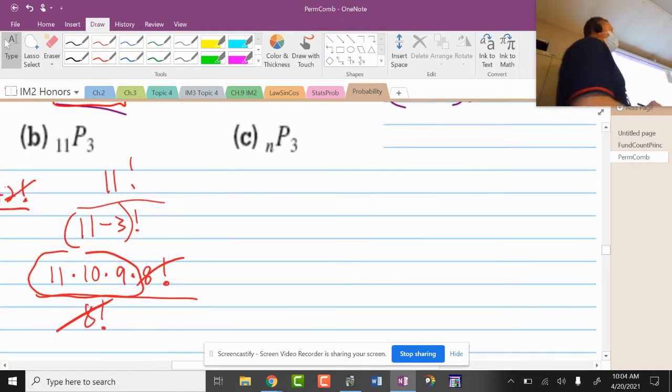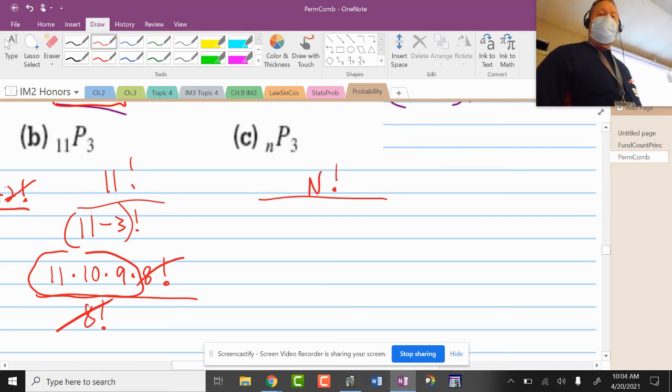Last one's just algebraic. What's up in the numerator? Come on, tell me. And what factorial over what's in the denominator?